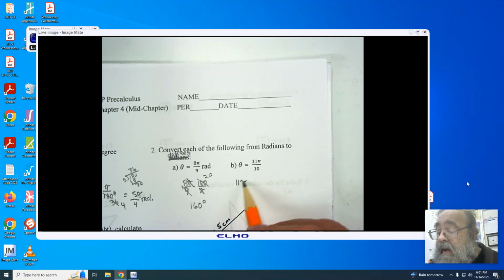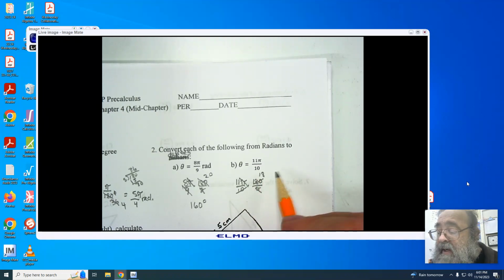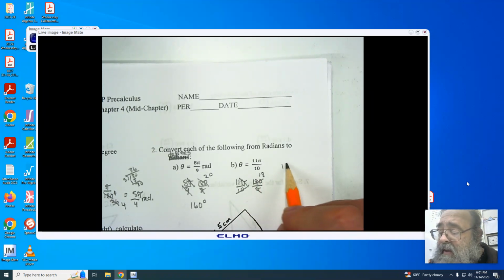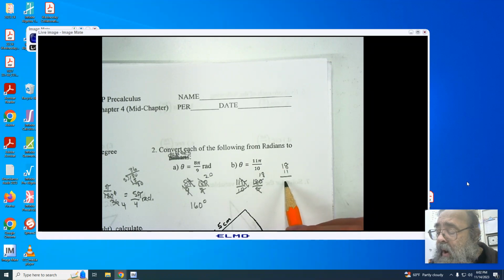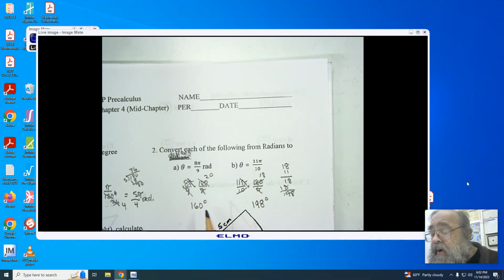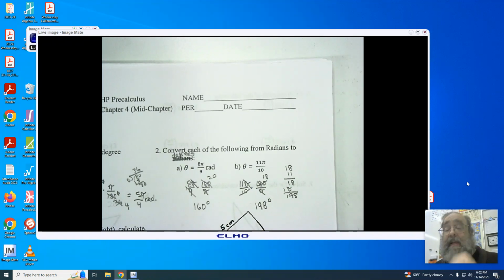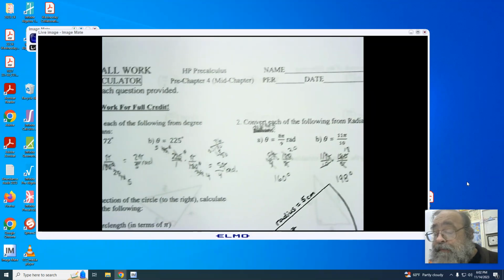Taking 11 pi over 10 and multiplying by 180 divided by pi, pi will reduce. 10 will reduce into the 180 to be 18, and I now have 18 times 11. Multiplying, I get 198. So my answer is 198 degrees. Please remember to include your units when you're doing this. That will be an issue if you don't.